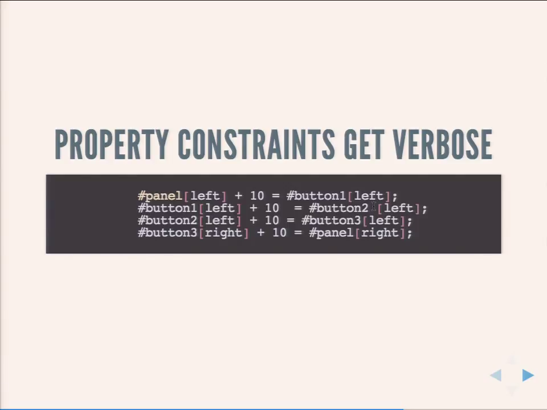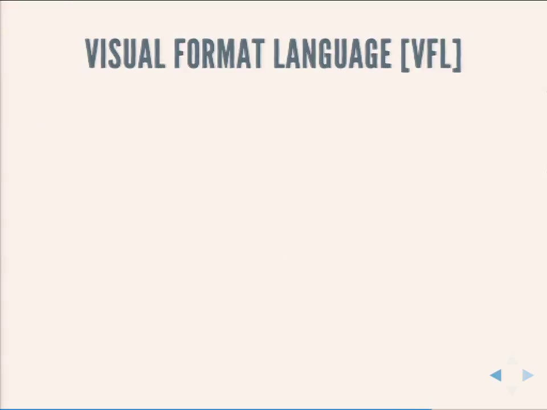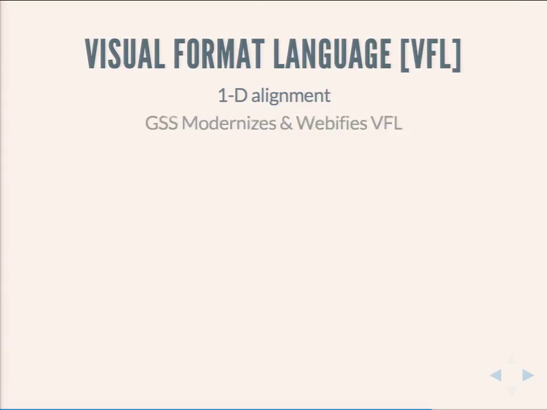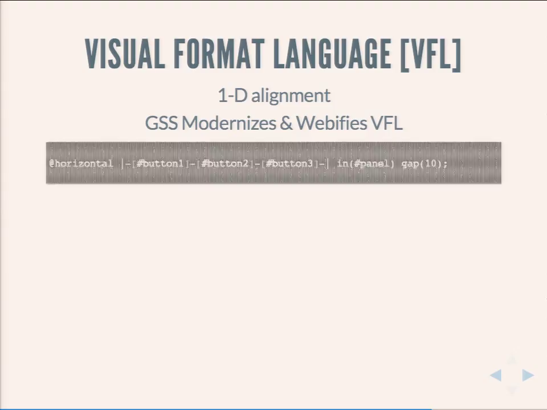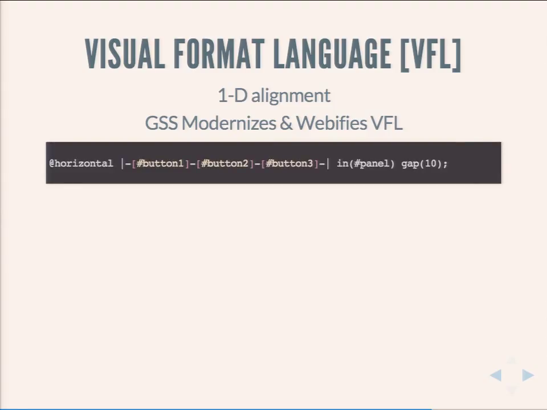So in order to combat that or to write it in a nicer way, we can use visual format language. So this is one directional alignment, not super fancy with any kind of 3D or curves or anything like that. It's very much about setting things in a straight line, either in the vertical or the horizontal axis. So what grid style sheets do is they modernize and webify visual formatting language. And this is what it looks like.